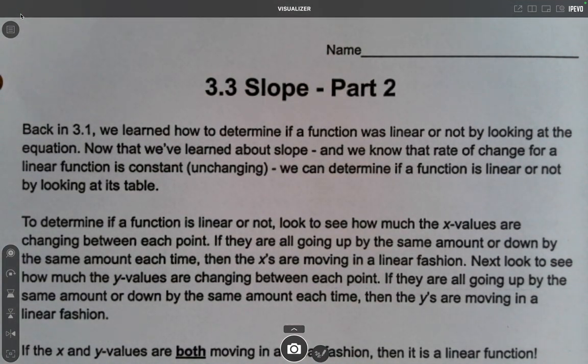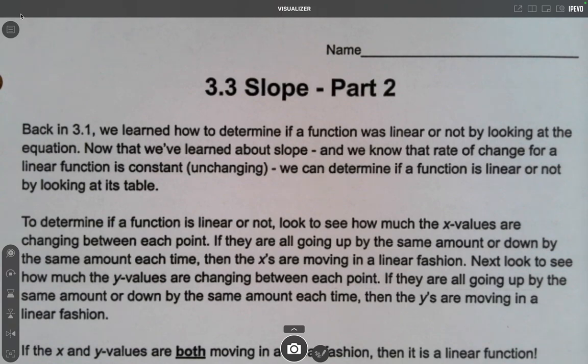More time to talk about slope. So you might remember back in chapter 3, section 1, we looked at equations and figured out how to determine if they were linear or not. We looked for red flags like having exponents or variables being multiplied together, different things like that. They were indications that those functions were not linear.